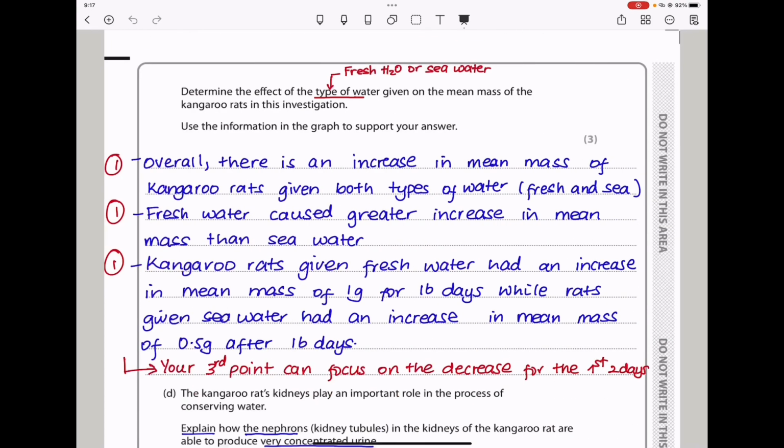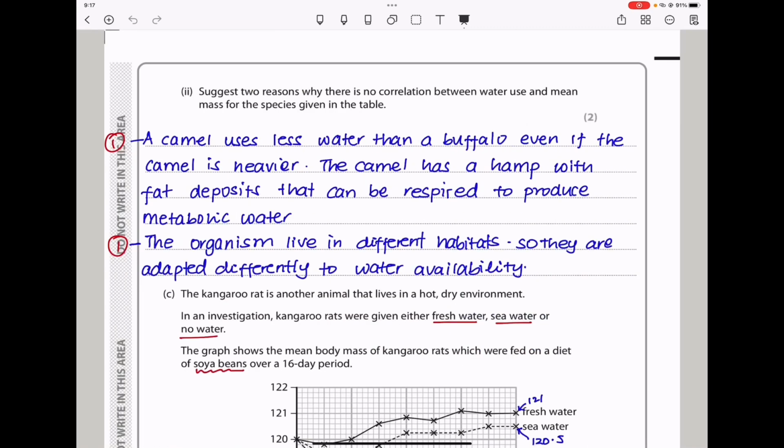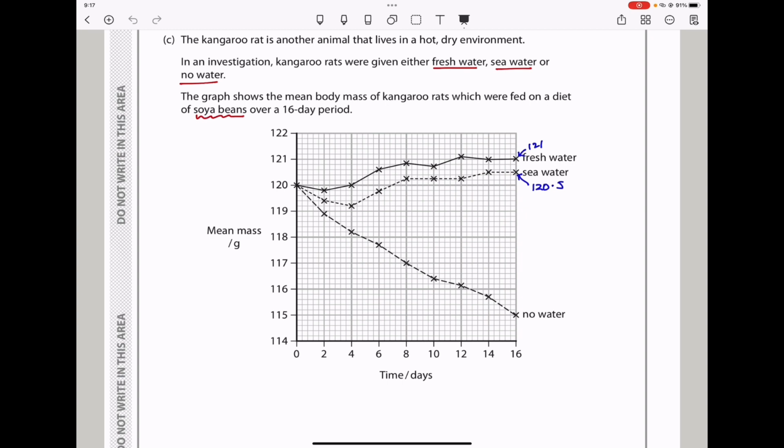So, let's move on. Here they say, determine the effect of the type of water given on the mean mass of the kangaroo rat in this investigation, and they want you to use the information in the graph to support your answer. This is similar to what I've already explained while looking at the graph. We see overall there is an increase in the mass of the kangaroo rats given both types of water, meaning those that were given fresh water and seawater. If we go back here, there is a general increase, you can see. Overall, I'm not saying everything, but overall there is a general increase, while there is a decrease all the way for that, because there was no water.